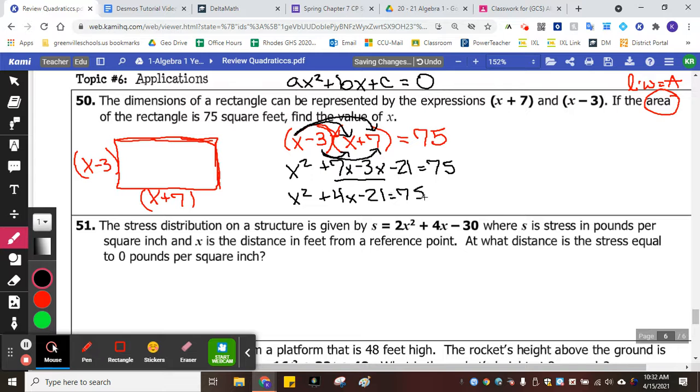So we have to move the 75 over the equal sign. So I'm going to subtract 75. And make sure you're subtracting it to the other constant on the other side. So I'll get x squared plus 4x minus, if you're doing two negatives, you add them. So you should get 96 equals 0.